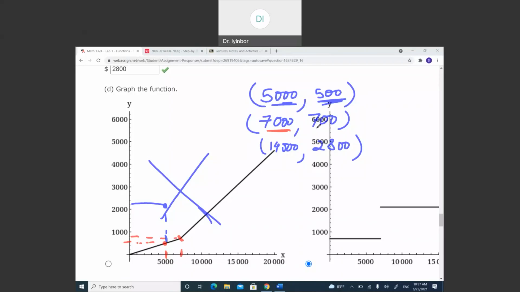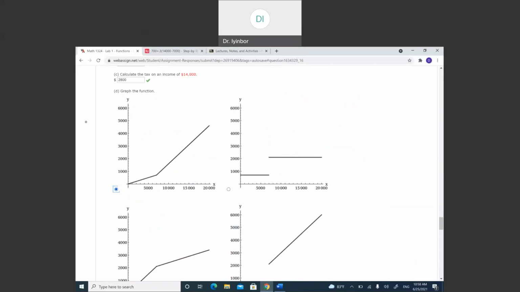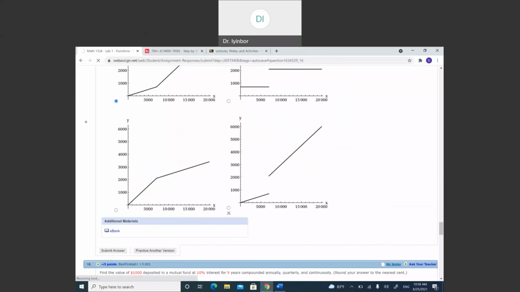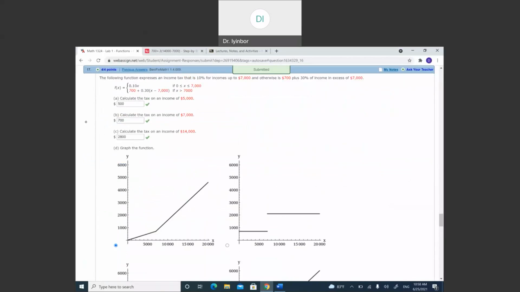Now, when x is 14,000, it is here, and I'm gonna go to the graph. So this point has y between 2,000 and 3,000, so it's about 2,800. So that means this is my graph, the first one on the top. Okay? So I'm gonna make it smaller. So this should be my right answer. Okay, so that's how you pick which one is the right answer. Okay, you have 4 out of 4 points here. So that means I got it right.